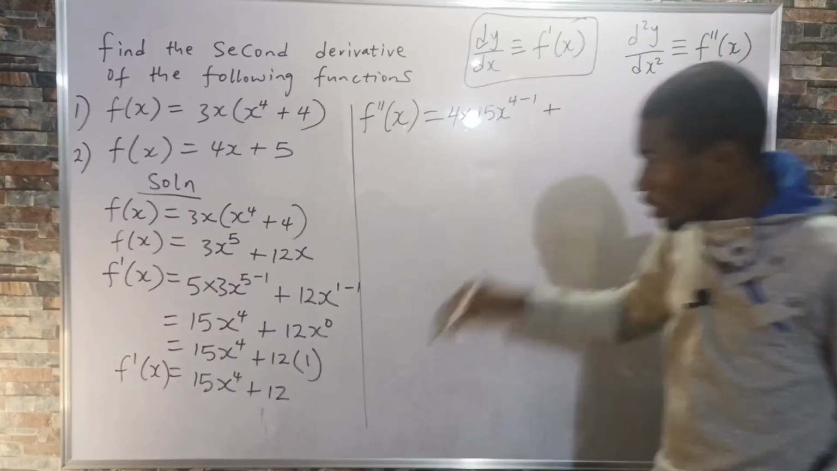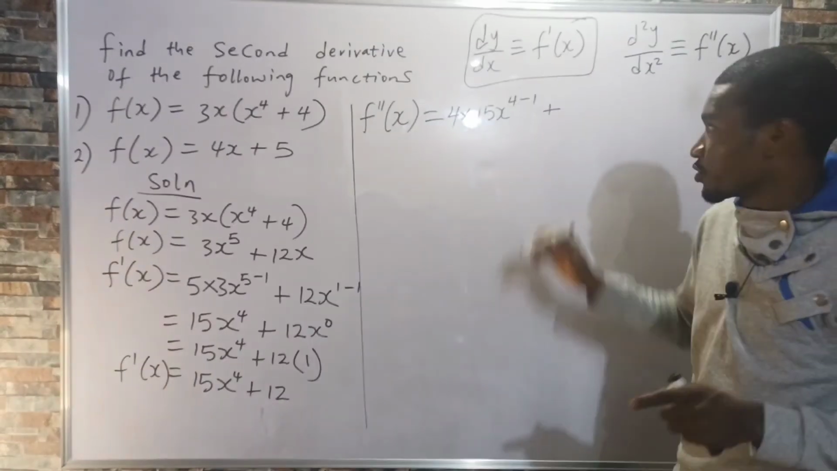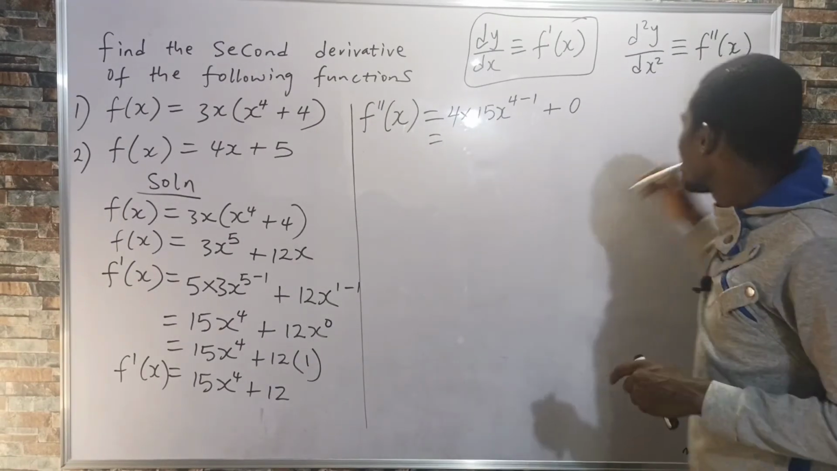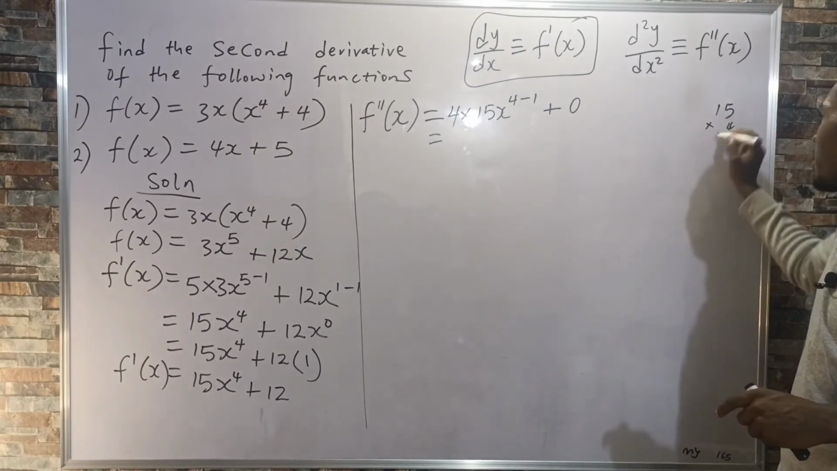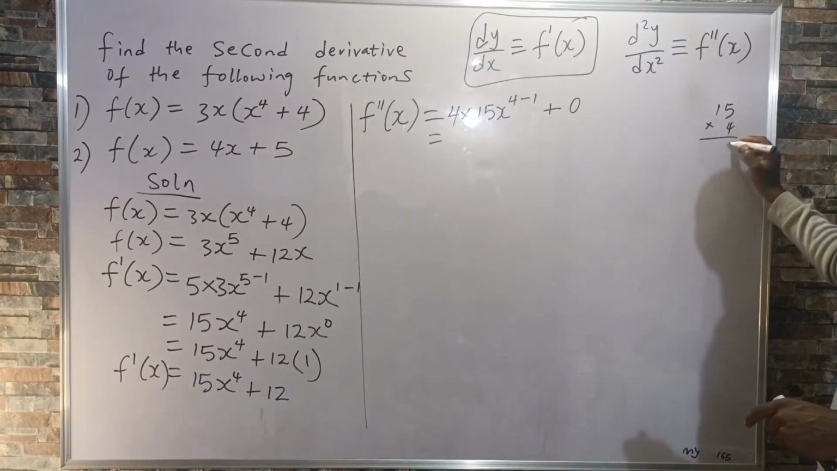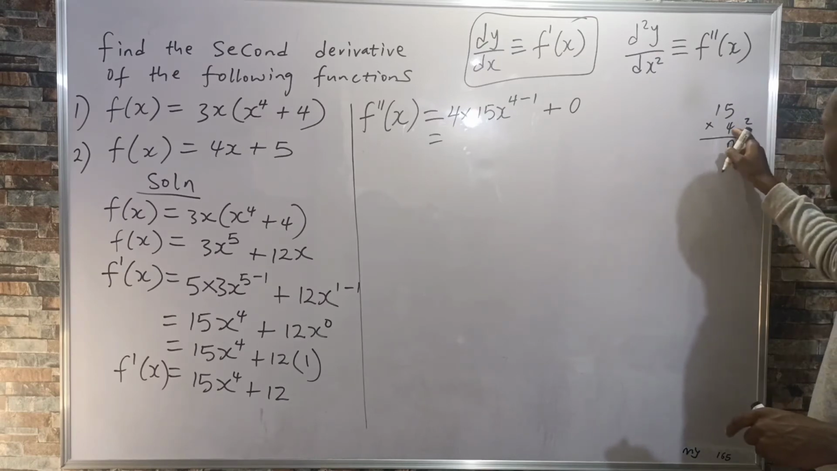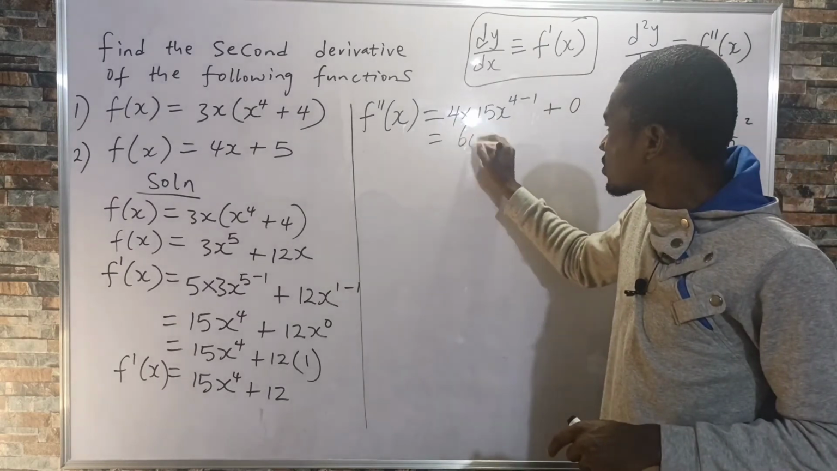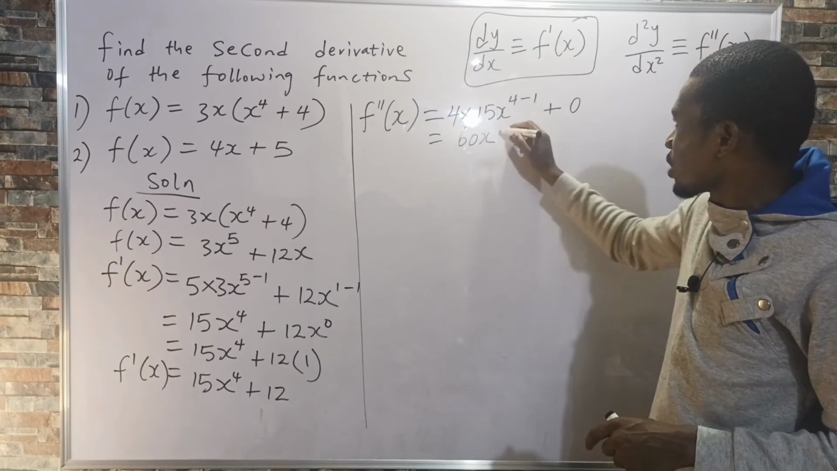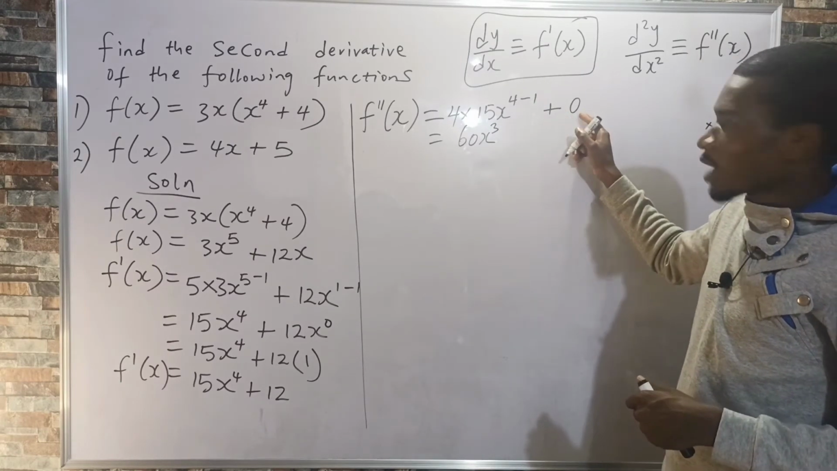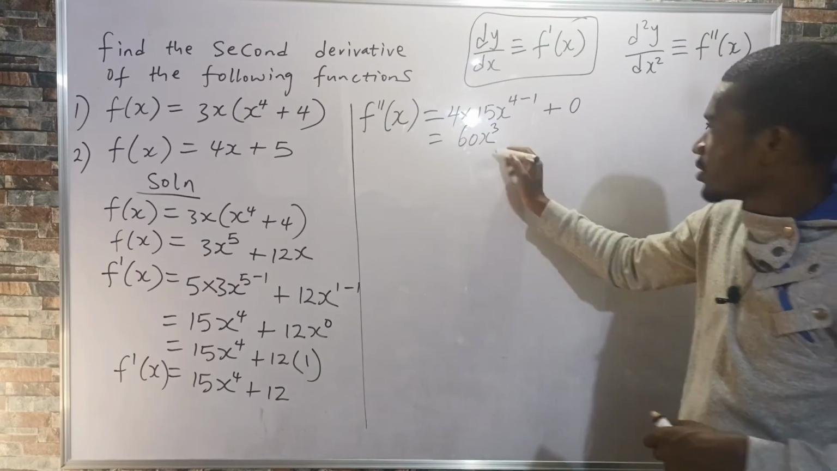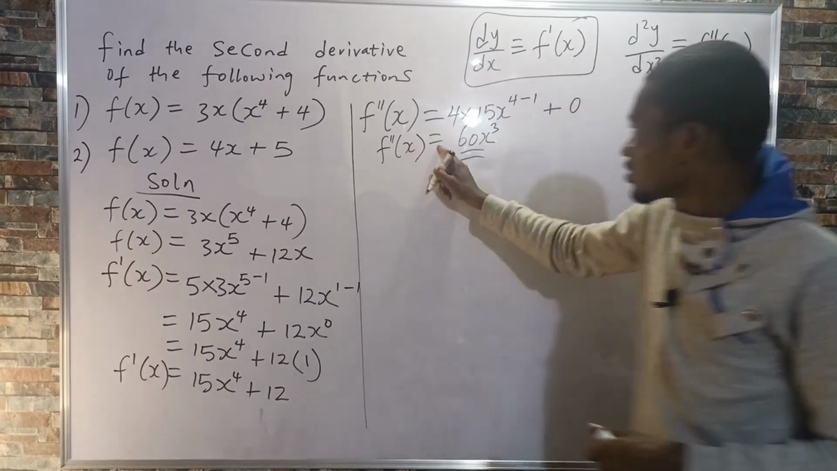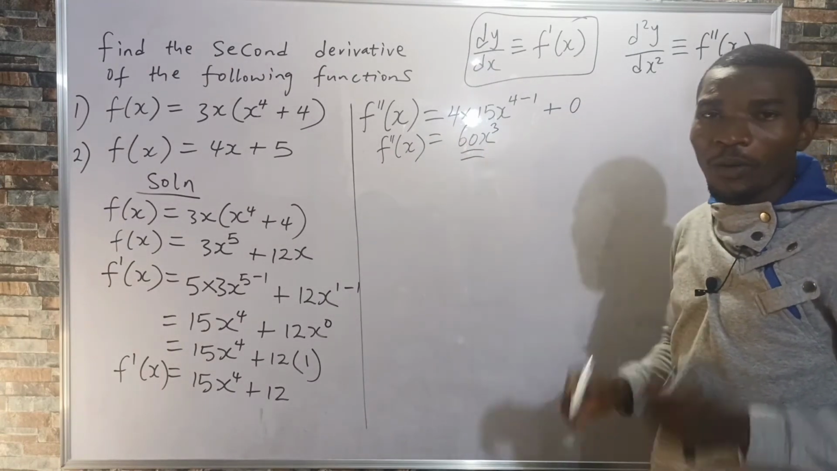Then plus, remember that when you differentiate a constant, it's simply 0, okay? So plus 0. And that is equal to 4 multiplied by 15, which is very simple. 4 multiplied by 5 will give us 20. We borrow 2. Then 4 multiplied by 1 is 4, plus this 2 is 6. So here we have 60x raised to the power of 4 minus 1, which will give us 3. Then plus 0. And adding 0 to everything here is still this, okay? So here is our second derivative. Therefore, f prime prime of x is equal to 60x raised to the power of 3.